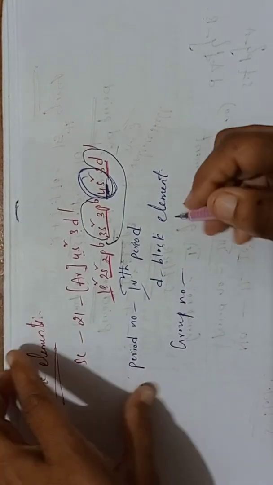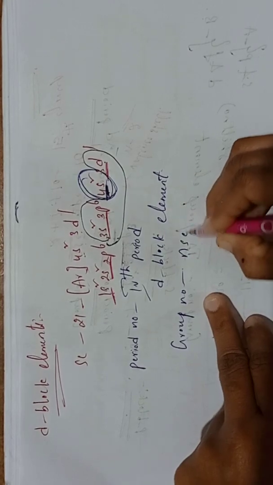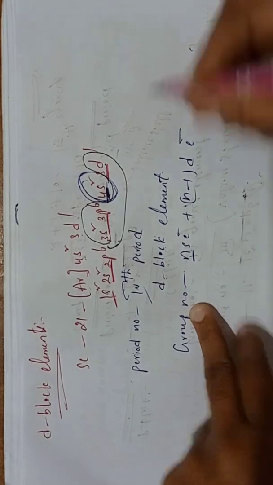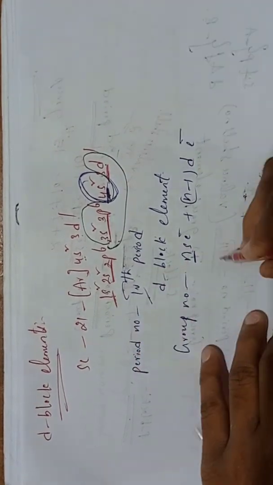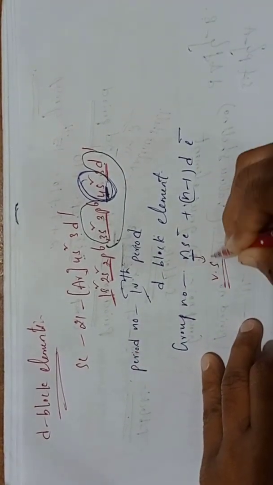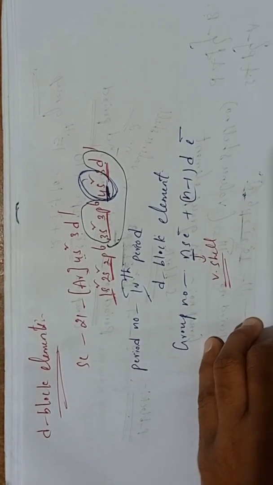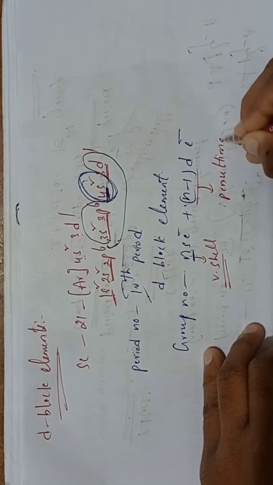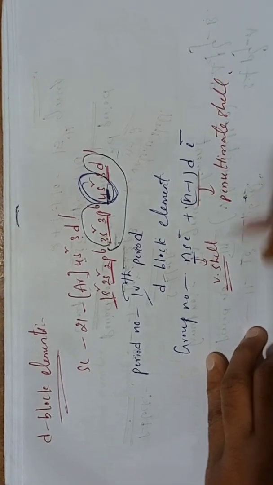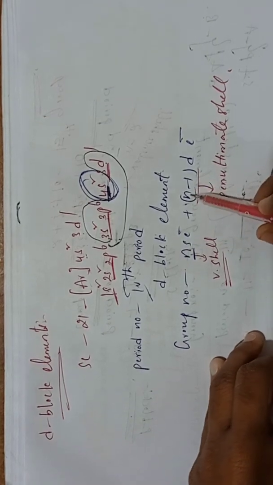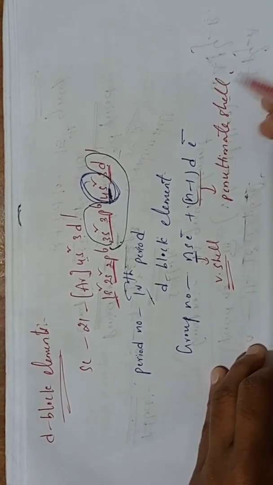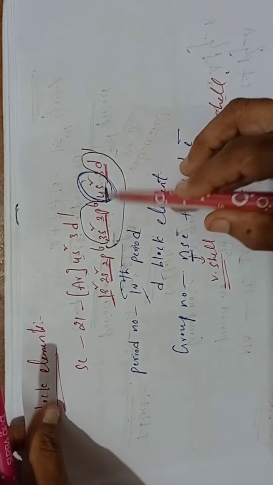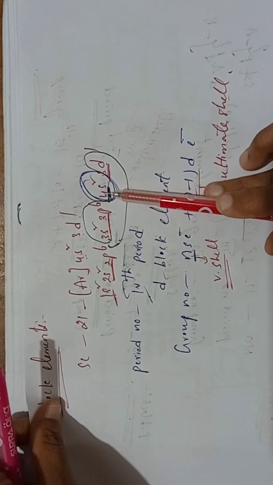Now I'm going to calculate the group number. How to find it? Students, what is the formula? ns electrons plus (n minus 1) d electrons. N means what here? N indicates the valence shell. Now n minus 1 means the penultimate shell. If n is the fourth shell, then 4 minus 1 is 3, the third shell, the penultimate shell. So here the valence shell is the fourth shell.